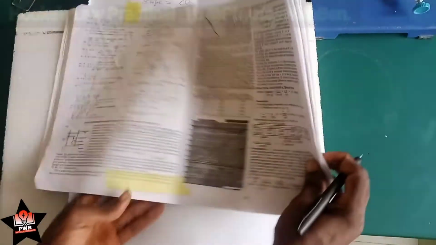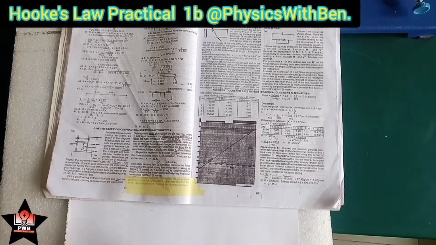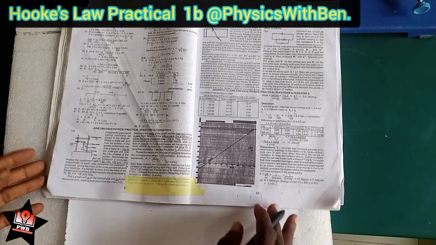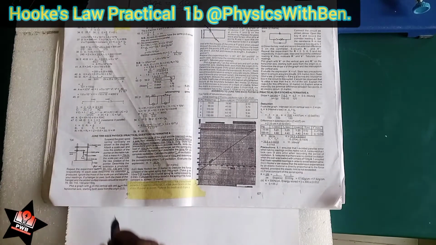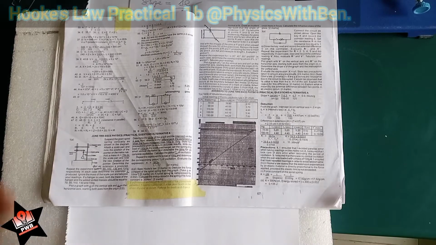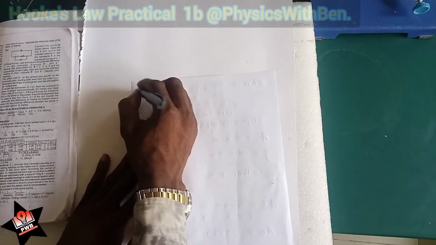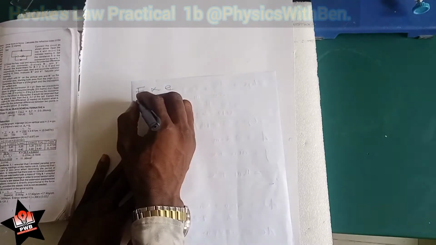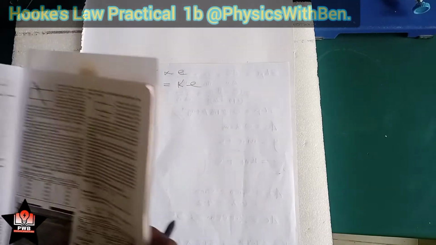So the examiners asked us to state Hooke's law, that is 2 marks. Hooke's law states that provided the elastic limit of an elastic material is not exceeded, the extension is directly proportional to the applied force. Mathematically, Hooke's law states that F is proportional to E and F is equal to KE. Watch the video on the theory of Hooke's law and get all that information.